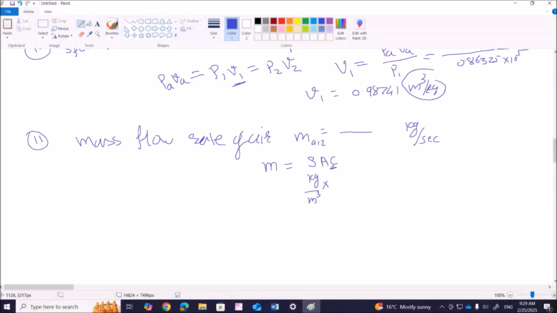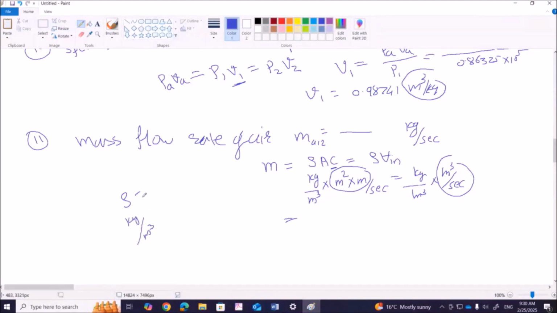Density of air. What is area? Meter square. What is velocity? Meter per second. Meter square into meter per second, what is this? Meter cube. Kg per meter cube and meter cube per second. So what is this meter cube per second? Volume. I can write rho into V in, the volume flow rate. What is the density of air? I don't know. Kg per meter cube.